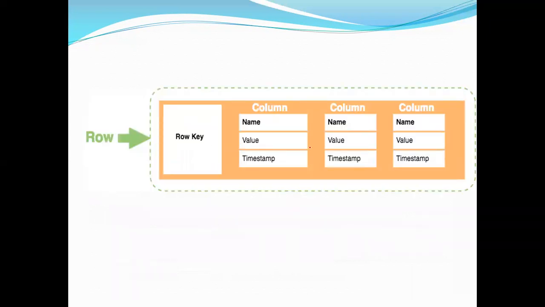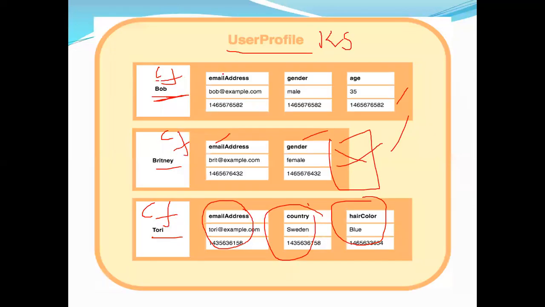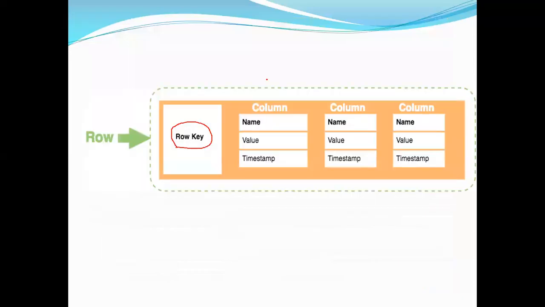See, in a column family, first we call it a row key. Okay, so row key, in the previous example, look here, email address is 1 column, gender is 1 column, age is 1 column. This Bob is what? This Bob is the row key. This Bob is what? Row key. See, this row key you have. So every column has name, value, timestamp. Timestamp is nothing but the time at which you are inserting a row into the table.